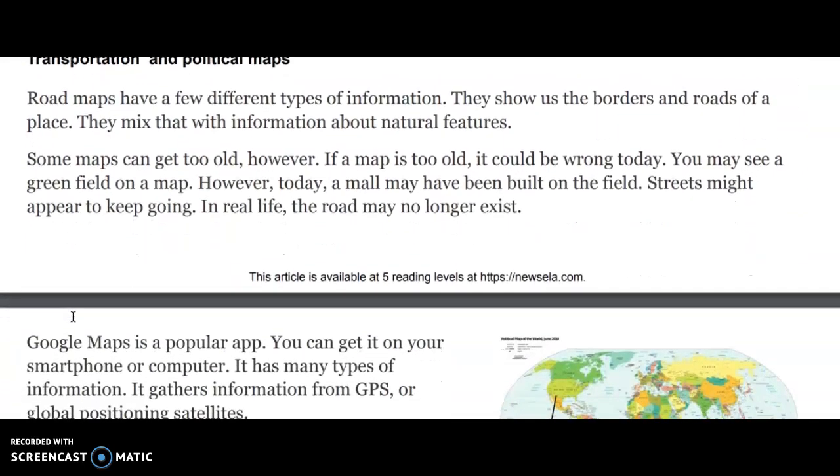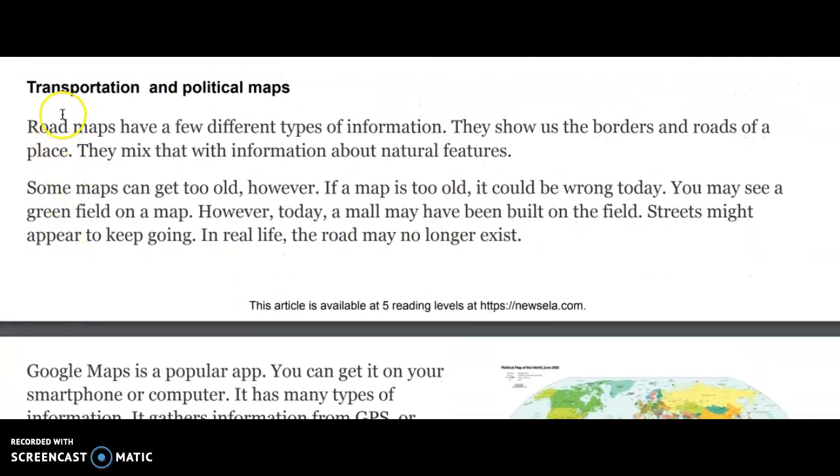The next heading says transportation and political maps. Road maps have a few different types of information. They show us the borders and roads of a place. They mix that with information about natural features. Some maps can get too old, however. If a map is too old, it could be wrong today.